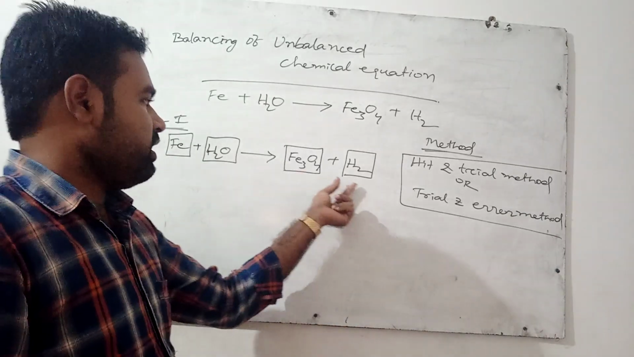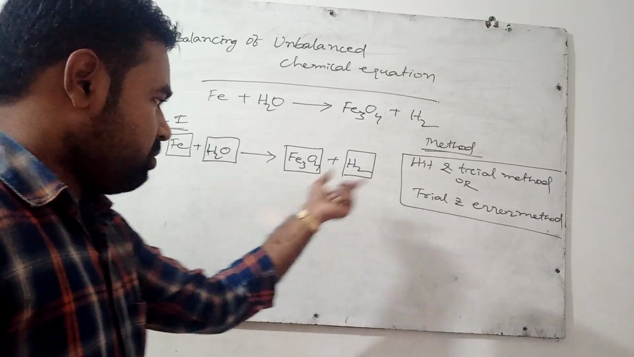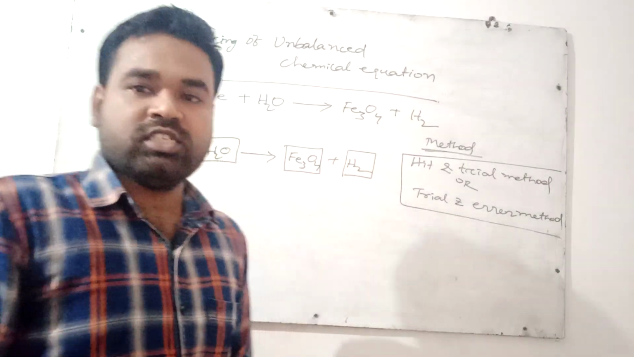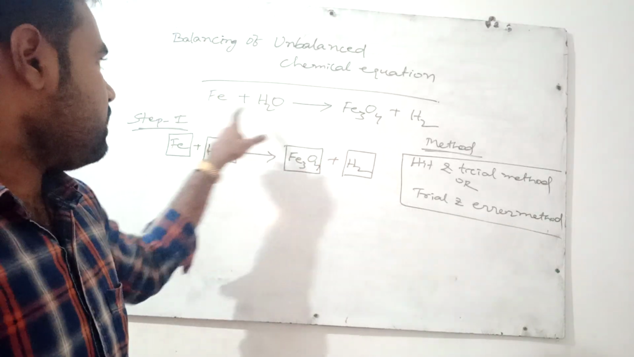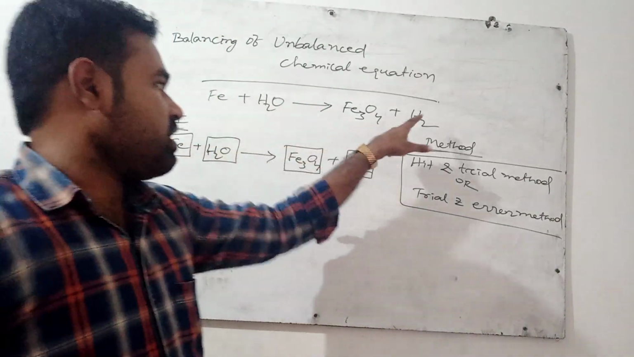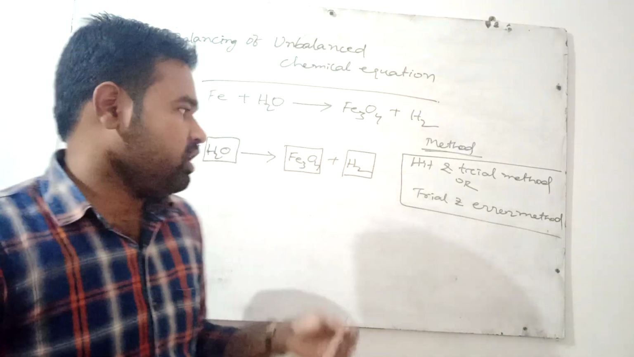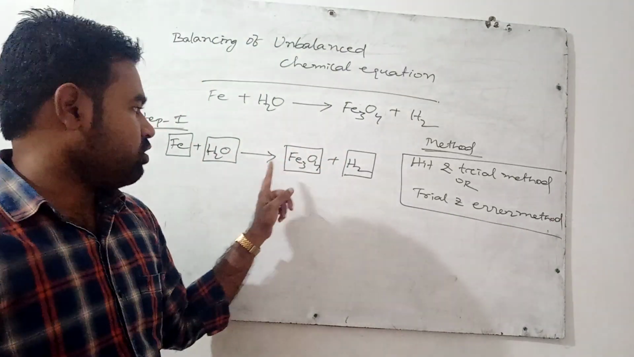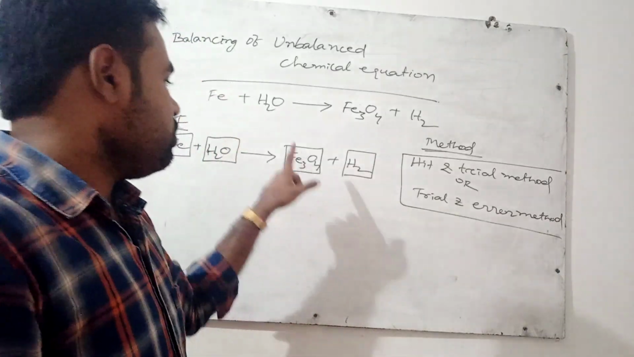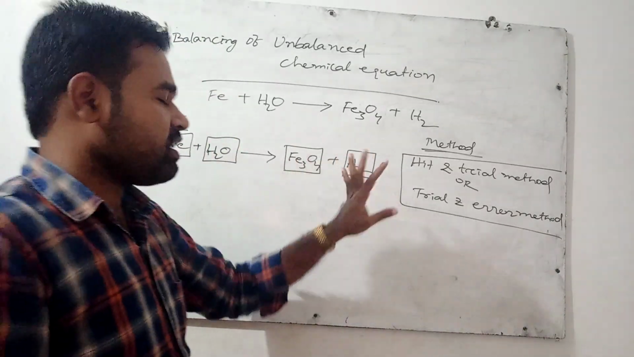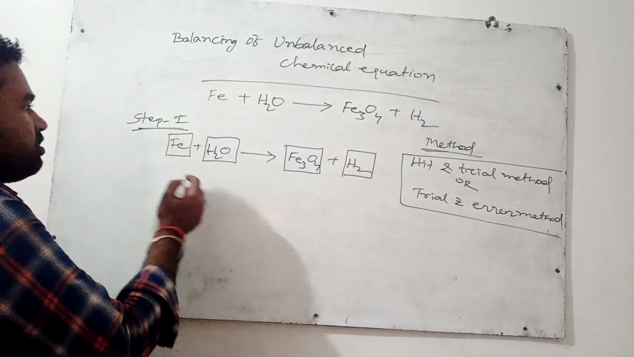If you make any change inside the boxes, then the formula or symbol of the chemical substances will change, and the chemical equation will become wrong. So we have no right to change these symbols and formulas. We can only put a number outside the boxes to satisfy the equation. That is why we put the boxes, so that we cannot write anything inside them.